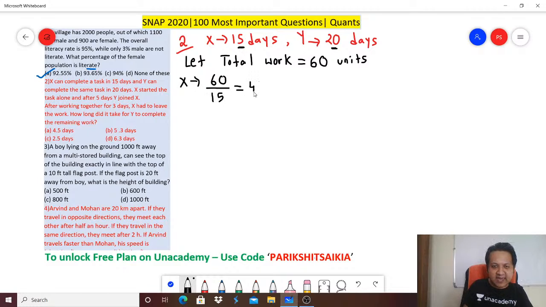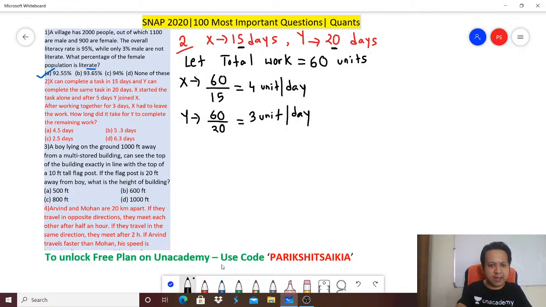So can I say X does 4 units per day? What about Y? Y needs 60 units. Y completes it in 20 days. So can I say Y takes 3 units per day? I think this is okay up till here, right?